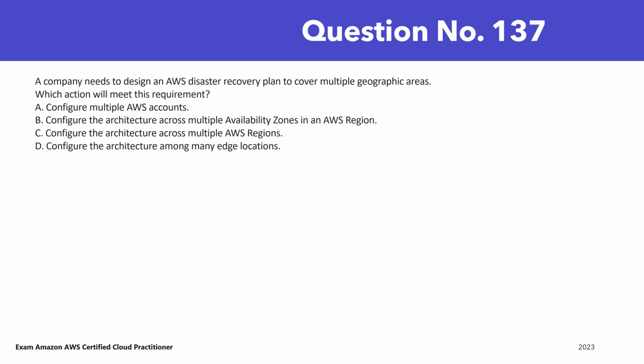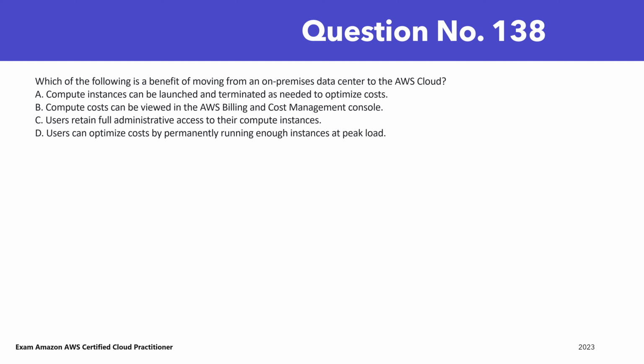Which action will meet this requirement? A. Configure multiple AWS accounts. B. Configure the architecture across multiple availability zones in an AWS region. C. Configure the architecture across multiple AWS regions. D. Configure the architecture among many edge locations. Correct answer, C.